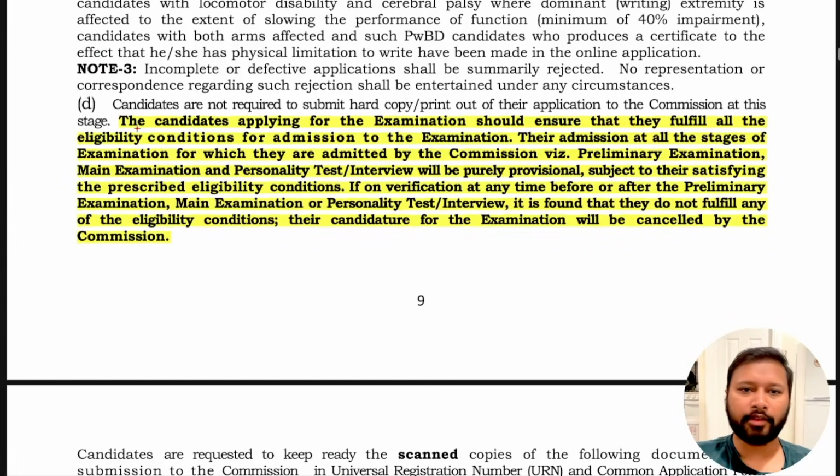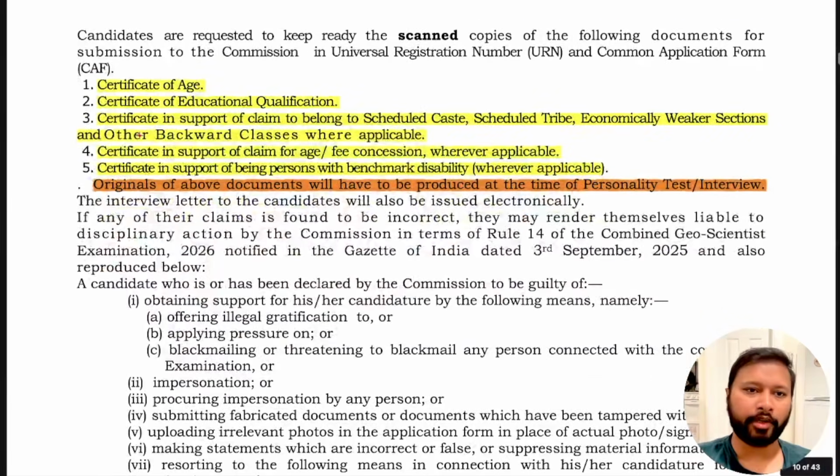It says that if you're applying, make sure that you fulfill all the eligibility criteria, age related and education related. Both eligibility criteria should be there. If your eligibility is not complete, then at the time of your personal interview your documents will be verified, and if your documents are not properly verified, you will not be allowed to sit for the interview. So all your documents should be verified.